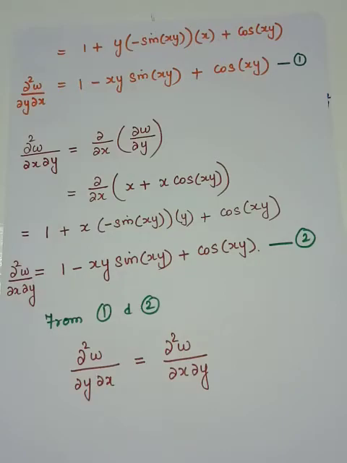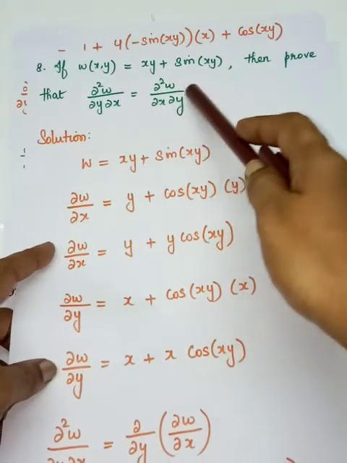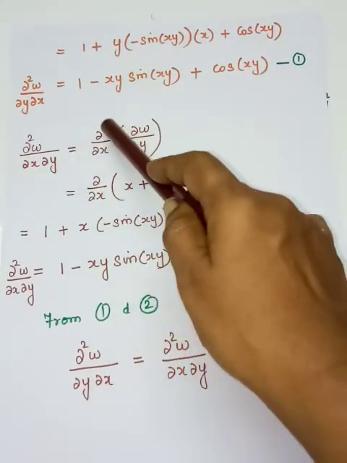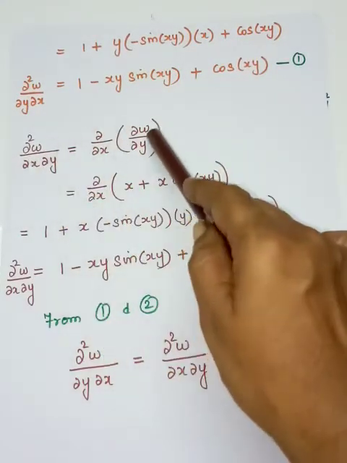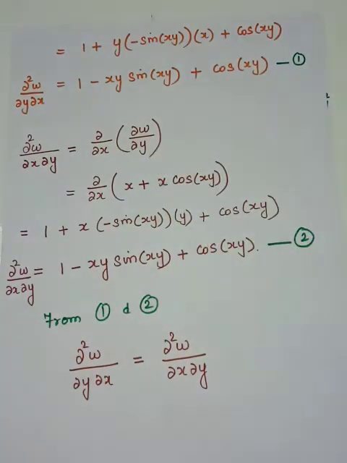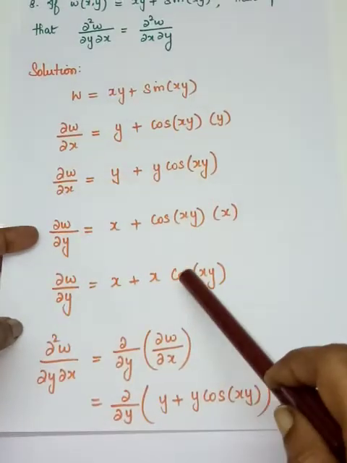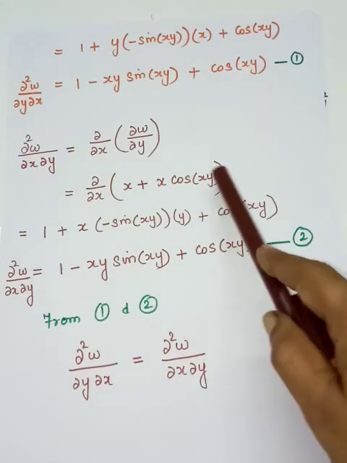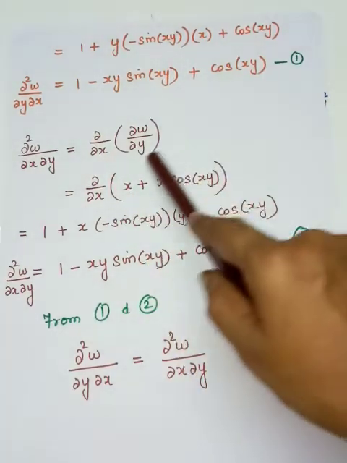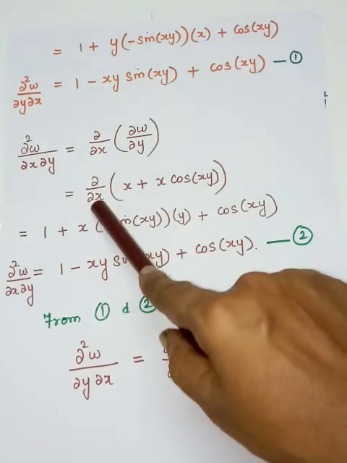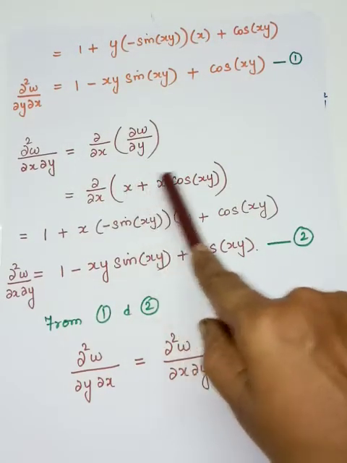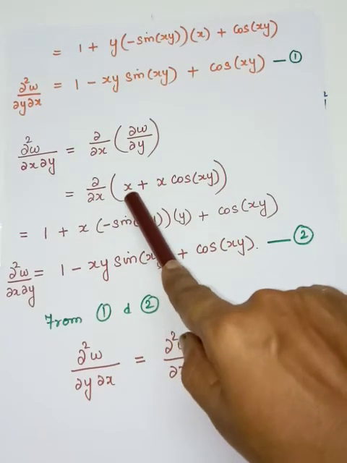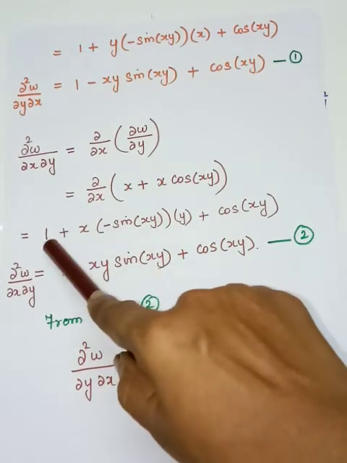Next, what is asked in the question? Dou square w by dou x dou y. So you take this, how will it be written? Dou by dou x of dou w by dou y. What is dou w by dou y? Already we have found it. So it is here. It is x plus x cos of xy. So now you have to differentiate these terms partially with respect to x. Here how many terms are there? Two terms. Look at the first term, it is x. If you differentiate x partially with respect to x, it is 1.